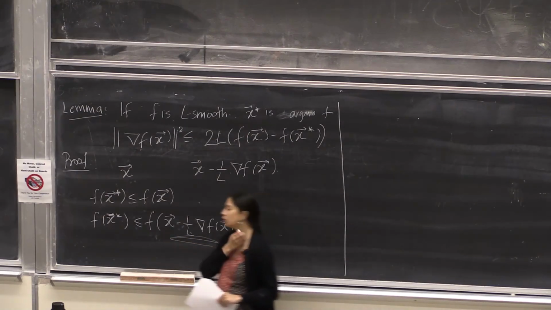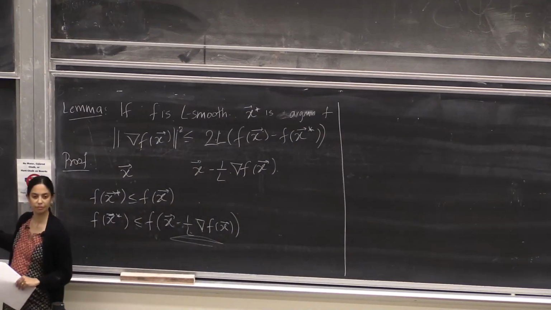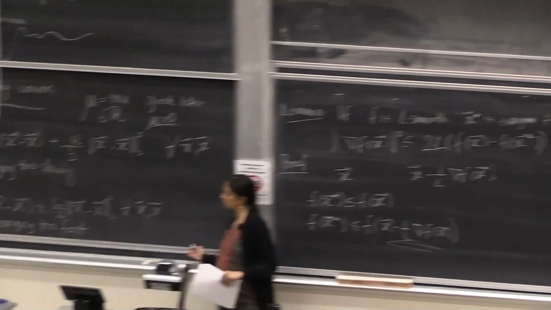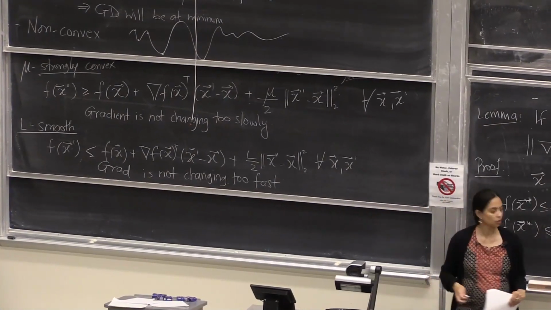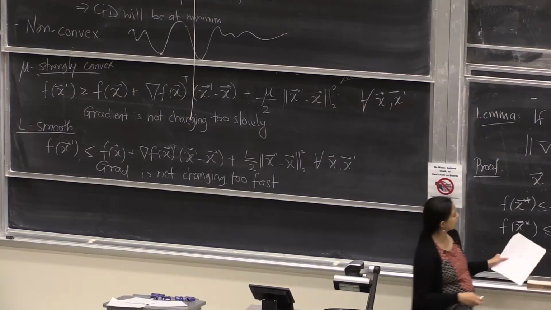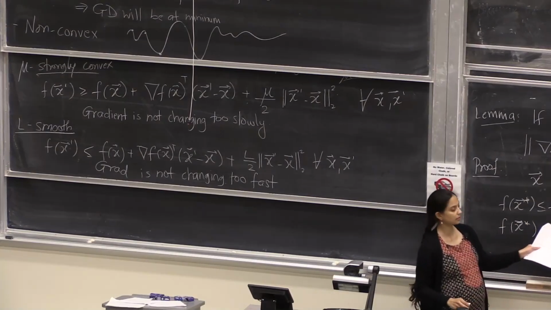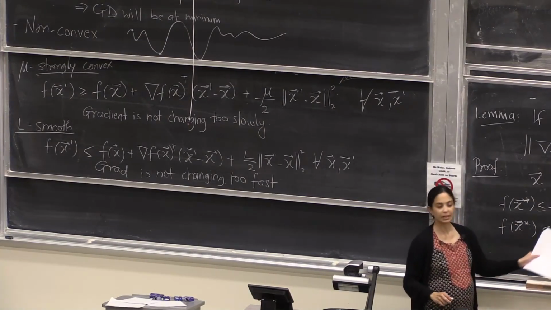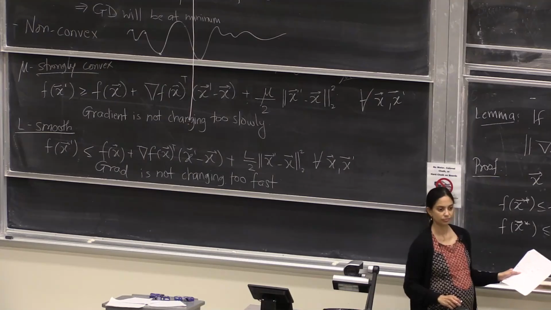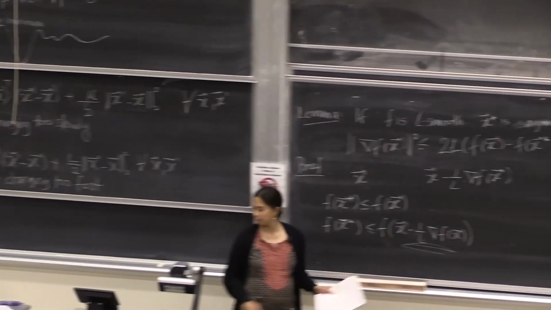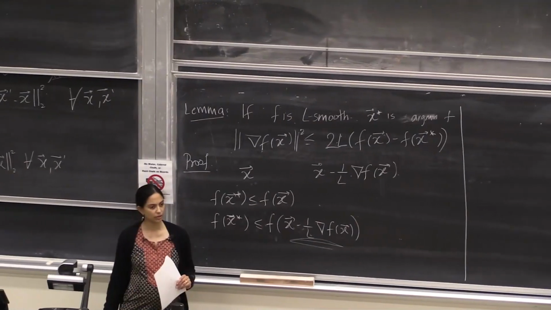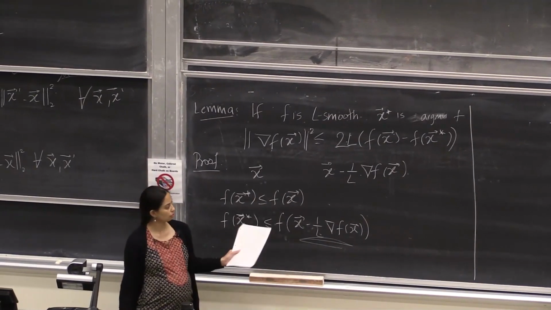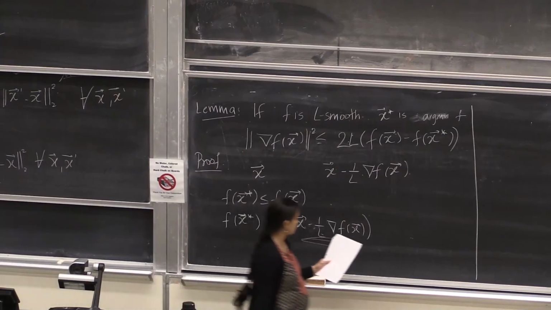I want to be able to pull in somehow my L smoothness definition here. So can I think of this as kind of x plus delta x, right? And apply this L smoothness definition here? Yeah? So what happens? Can you apply this?